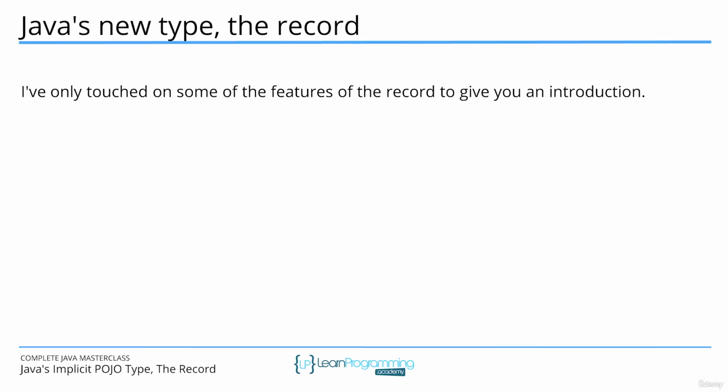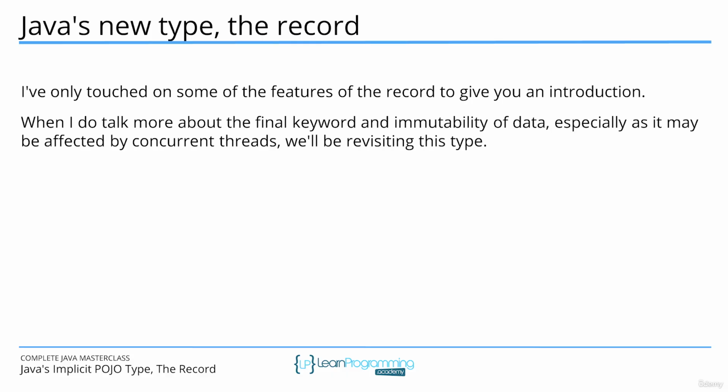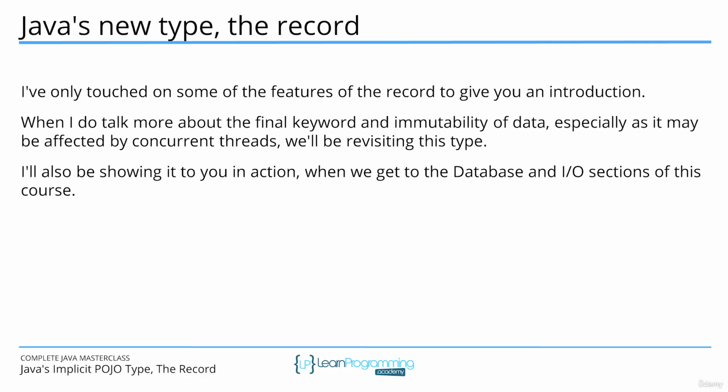I've only touched on some of the features of the record to give you an introduction. When I do talk more about the final keyword and immutability of data, especially as it may be affected by concurrent threads, we'll be revisiting this type. I'll also be showing it to you in action when we get to the database and I/O sections of this course.